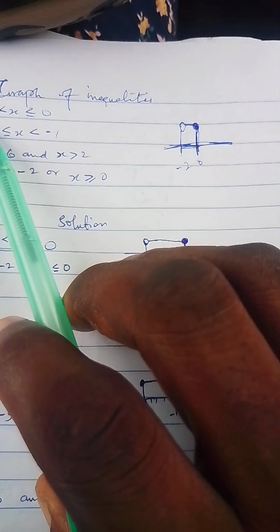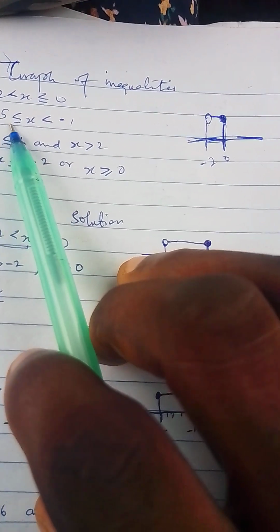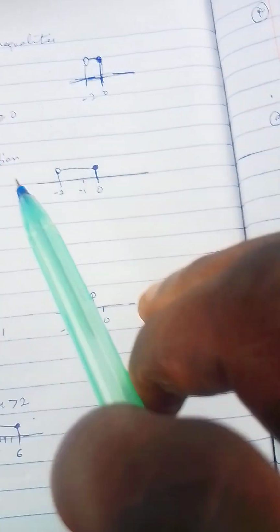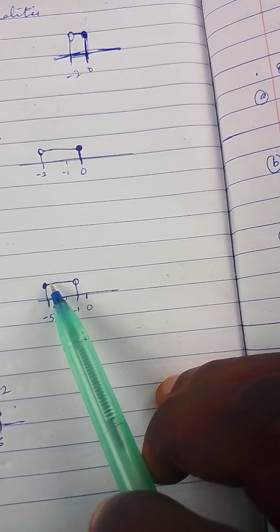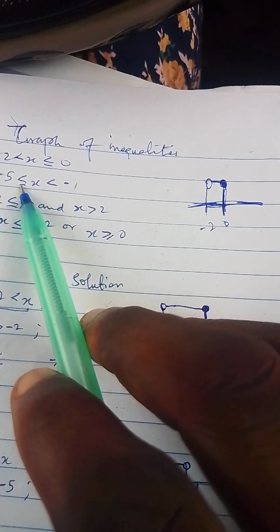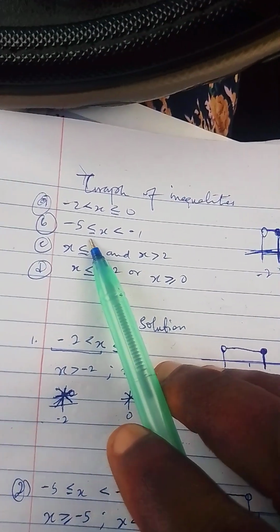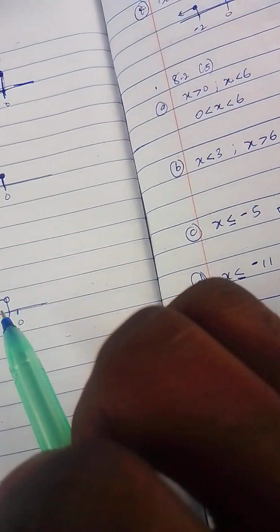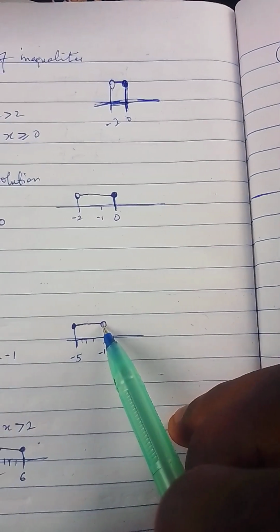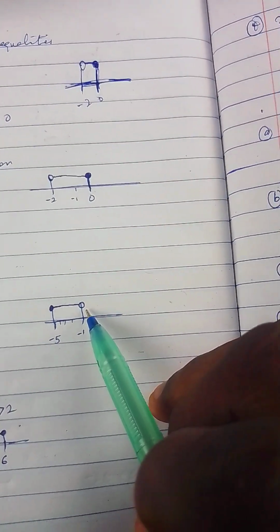Then for the second one, I have minus 5 is less than or equal to x, meaning x is greater than minus 5. Look at it here. It's faced this way, greater than. So I have to shade this because of the equal to here. Do you get that? Then x is less than minus 1. So this is minus 1, this is 0. I didn't shade this because it's not equal to.